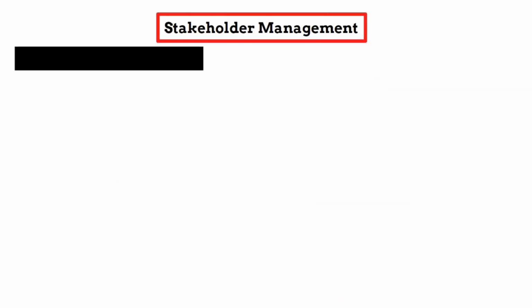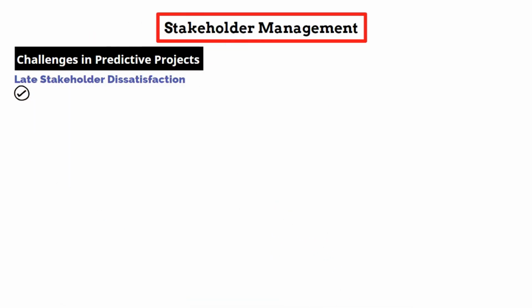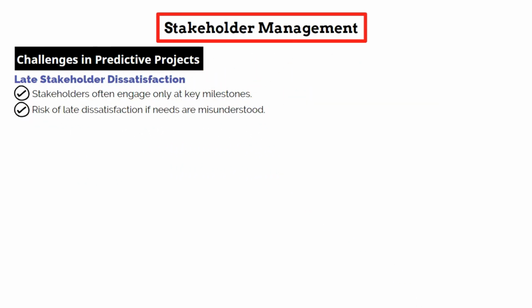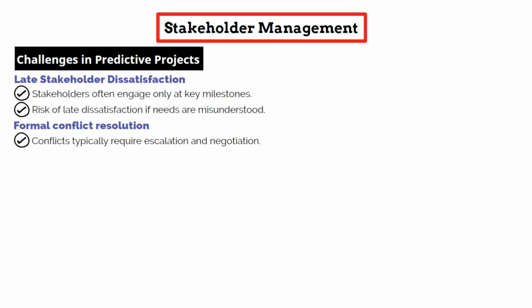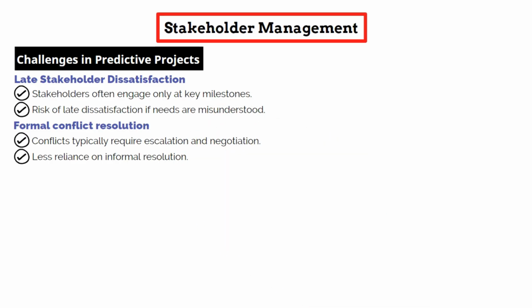Predictive projects face unique challenges. Because stakeholders often engage primarily at key milestones, there is a greater risk of late dissatisfaction if their needs are not well understood or managed early on. Conflict resolution in predictive projects frequently requires more formal escalation and negotiation by the project manager rather than informal resolution. Another challenge is change resistance.